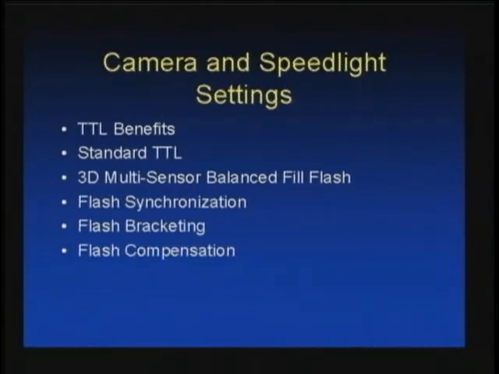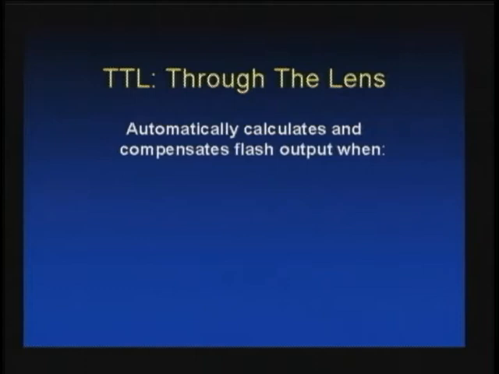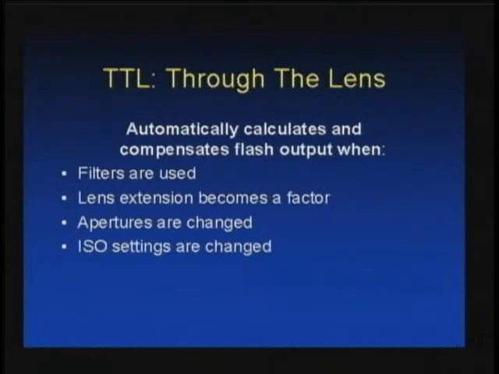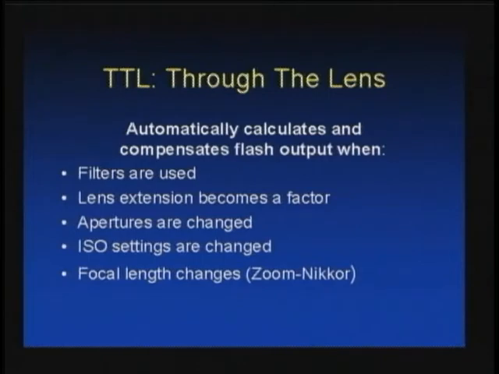TTL, or through the lens, is the way that flash is calculated. As you place a filter on your lens, or lens extension becomes a factor, such as when using a micro Nikkor lens or a lens with a teleconverter, when you change an aperture from one aperture to another, whether you're shooting a shallow depth of field and a medium depth of field or a small aperture, when you change your ISO, or when you change your focal length, the benefit of TTL is that the flash exposure can be calculated instantaneously as you apply any one of these things to your camera.